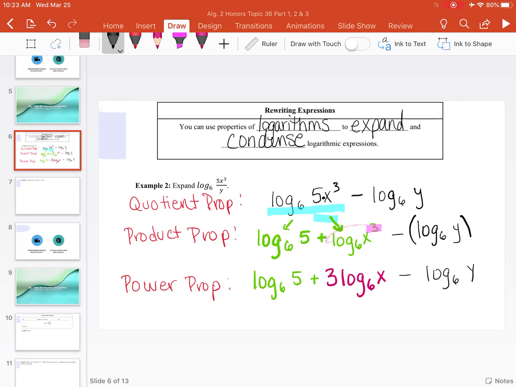And here we're subtracting this entire quantity, so if it was more than one term, for example, if we had 6y or something in the denominator, then we can break that apart. We'd be subtracting each term. Here we're just dealing with one term, so we don't have to worry about it too much. And that is our final answer.